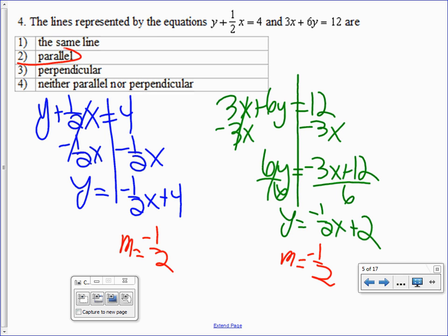Parallel lines have the same slope. If they were negative reciprocal, it would be perpendicular. If they were exactly the same, it would be the same line. And if it was neither, it would be nothing.